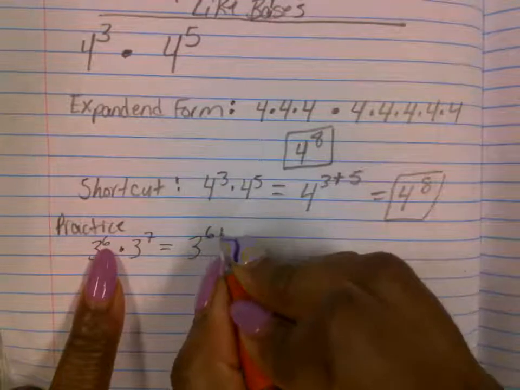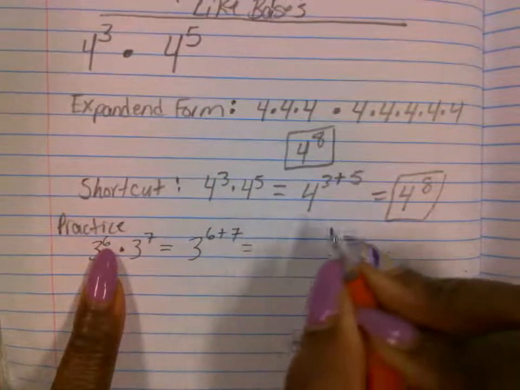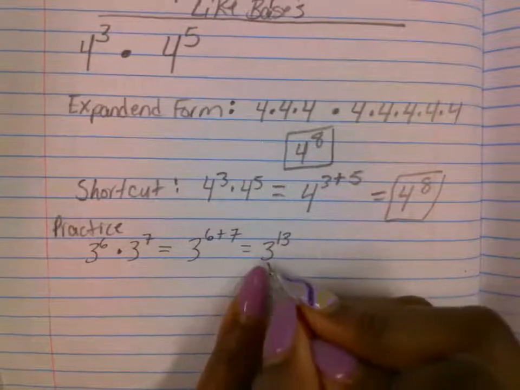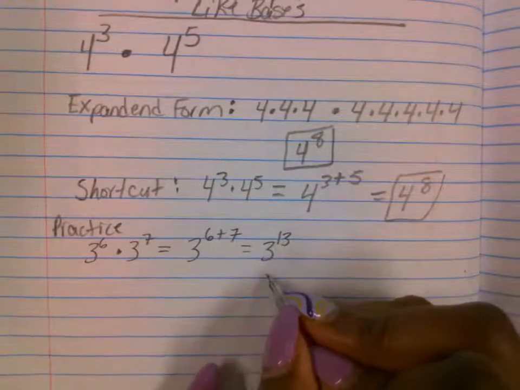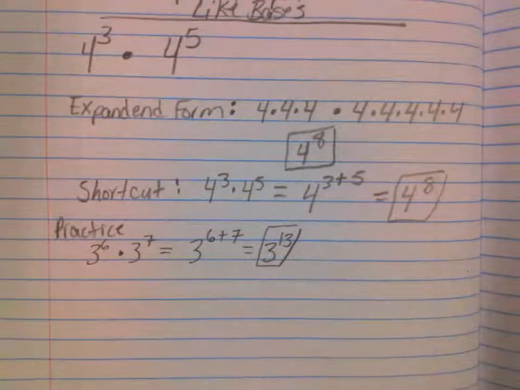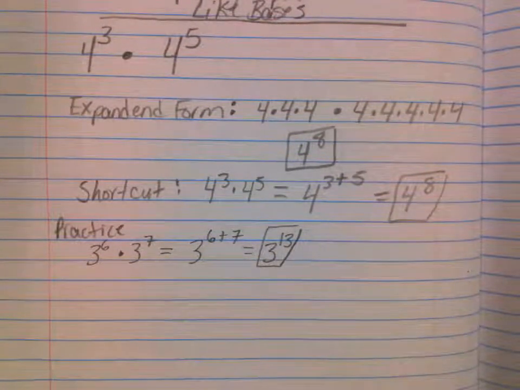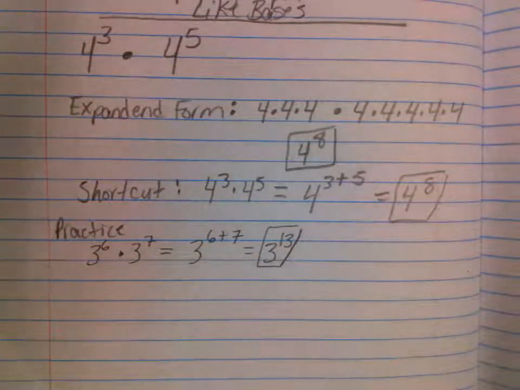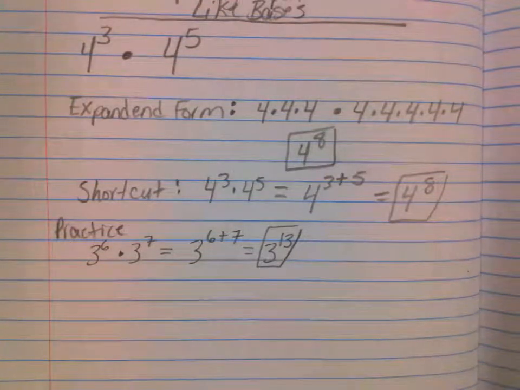So that's going to be 6 plus 7. What's 6 plus 7? 13. So our answer is 3 to the 13th power. That means 3 is being multiplied 13 times. That's your answer. Any questions? And you're going to leave it in exponent form unless they tell you to simplify it. If they say simplify it, you type it in your calc. Any questions?